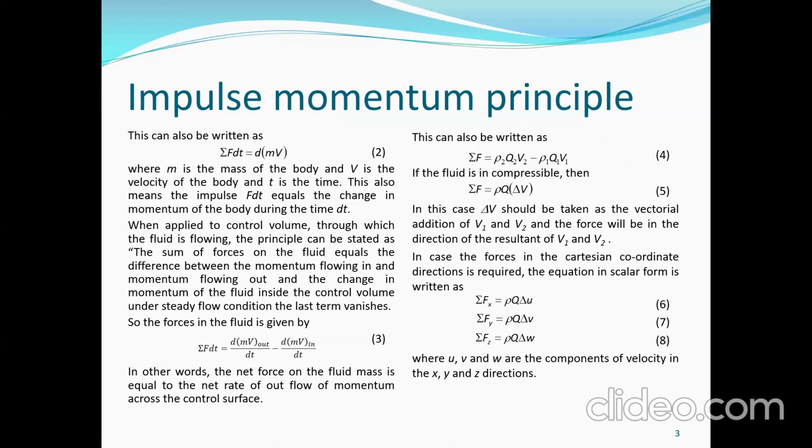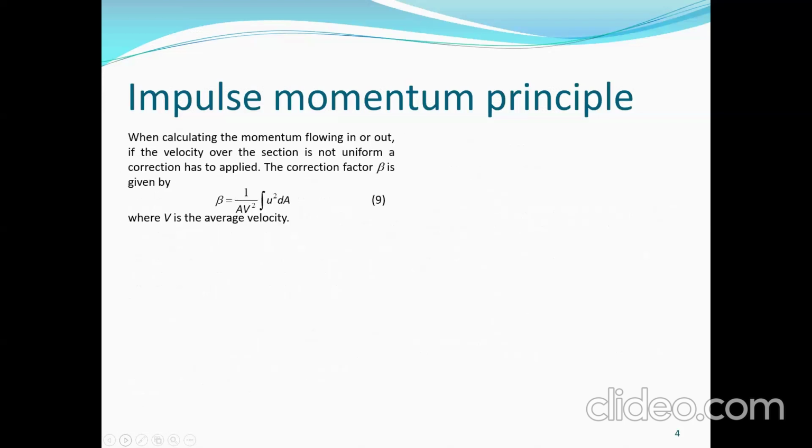In cases where the force in the Cartesian direction is required, the equation in scalar form is written as the summation of Fx equal to rho Q delta u, the summation of Fy is equal to rho Q delta v, and the summation of Fz is equal to rho Q delta w, where u, v, and w are the components of velocity in the x, y, and z directions. I did not explain u, v, w, x, y, z. There are also i, j, k. You already know that.